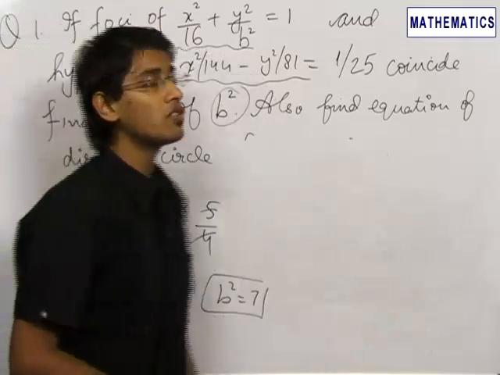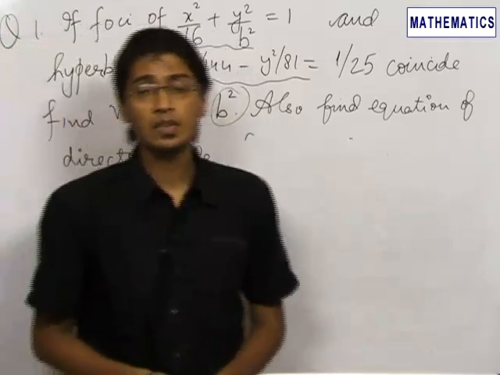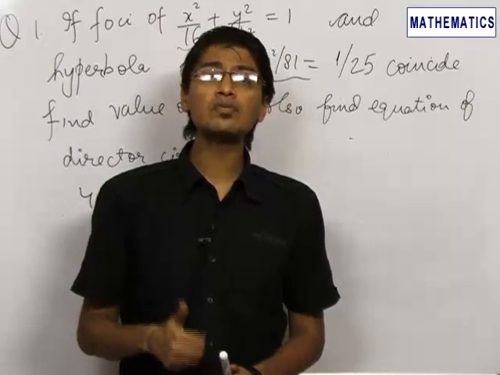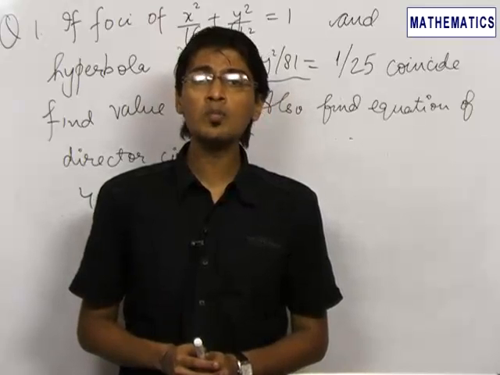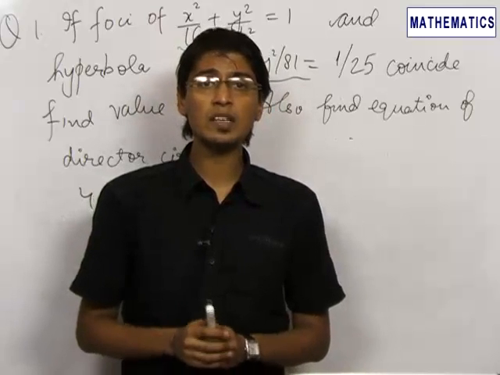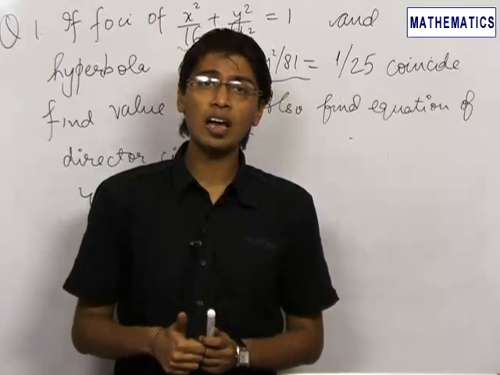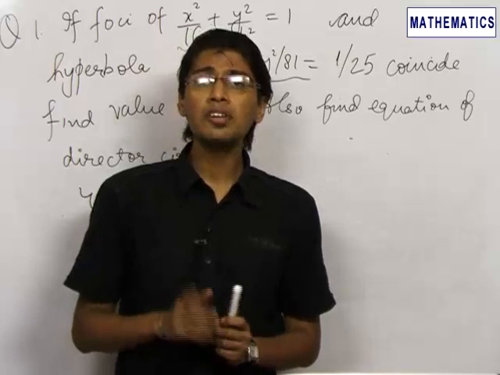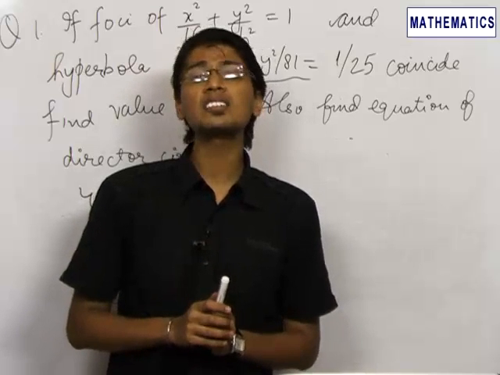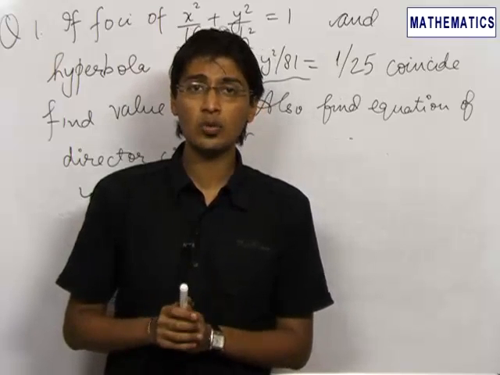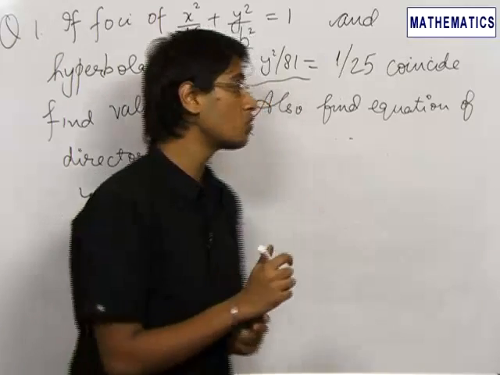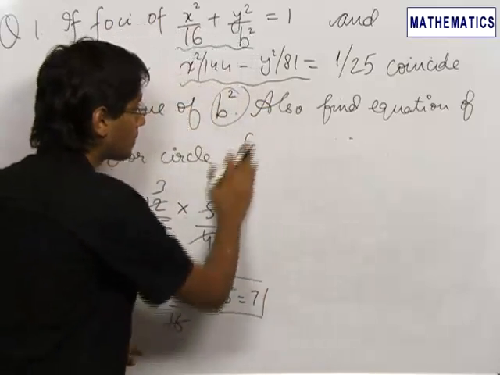Now we need to find the equation of the director circle for an ellipse. For an ellipse, x square by a square plus y square by b square is equal to 1, the equation of the director circle comes out to be x square plus y square is equal to a square plus b square. This is an important formula and you should remember it. We did a similar formula for the director circle in the case of a circle, x square plus y square is equal to a square. The director circle in that case was x square plus y square is equal to 2a square.